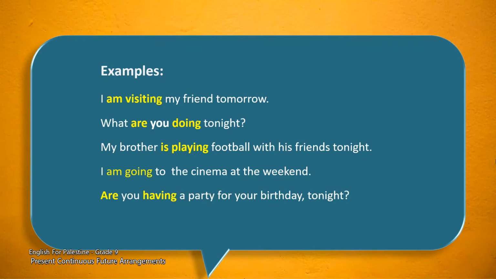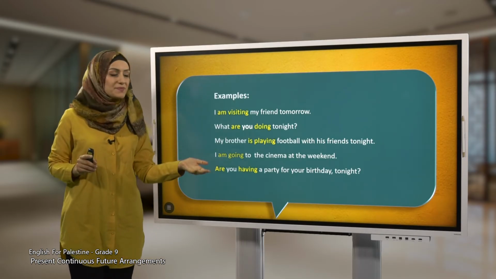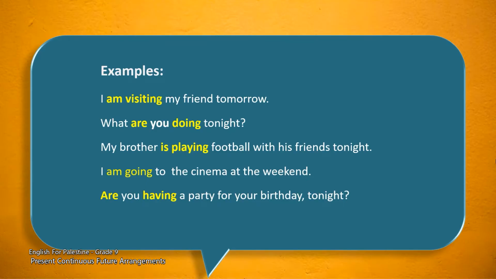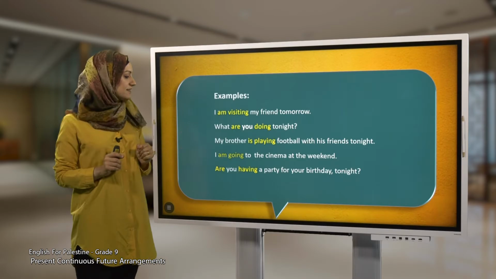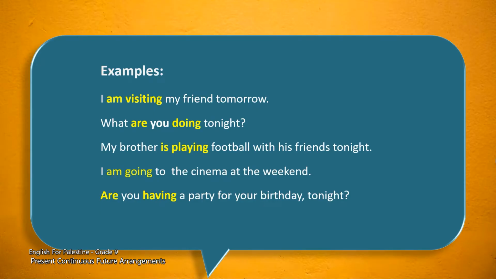Example 1. I am visiting my friend tomorrow. The action is happening tomorrow. What are you doing tonight? My brother is playing football with his friends tonight. I am going to the cinema at the weekend. Are you having a party for your birthday tonight?